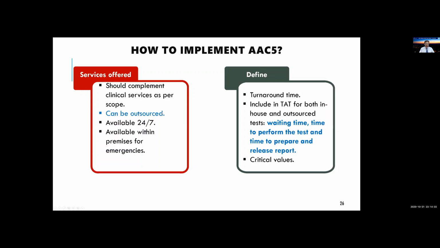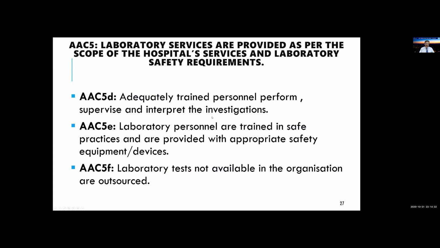It can be outsourced, and if you have outsourced, for essential services you should have a facility for 24/7, and these outsourced activities have to be available 24/7, and it should be available within premises for emergency. Some of the tests like blood sugar should be available within the premises, even if you have the outsourced services. And you also need to define the turnaround time and waiting time for the results, and the critical values should be reported to the doctor in charge.